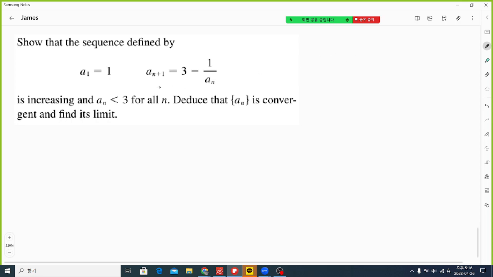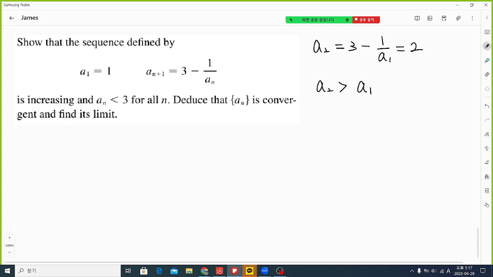So the first term is 1, a1 is 1. If we want to find the second term using this recursive formula, a2 is 3 minus 1 over a1. And because a1 is 1, that means a2 is 2. 3 minus 1 is 2. So a2 is greater than a1.